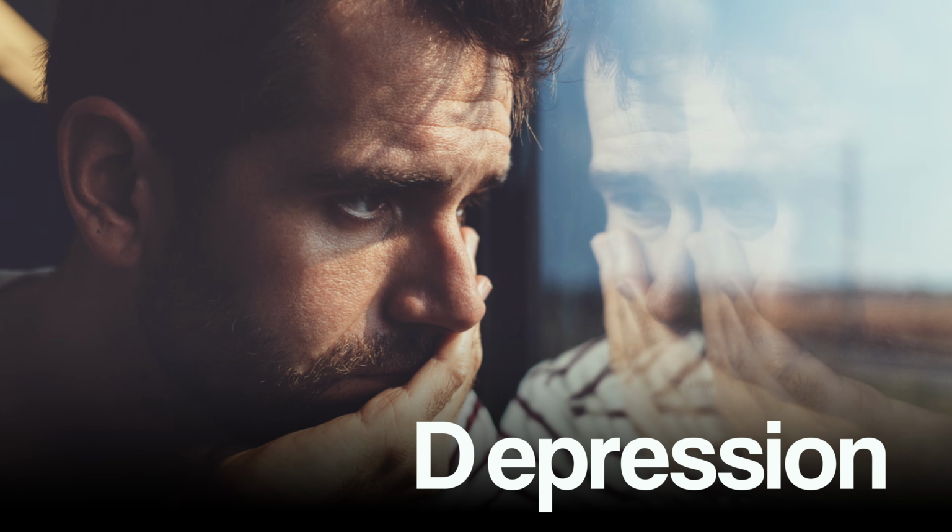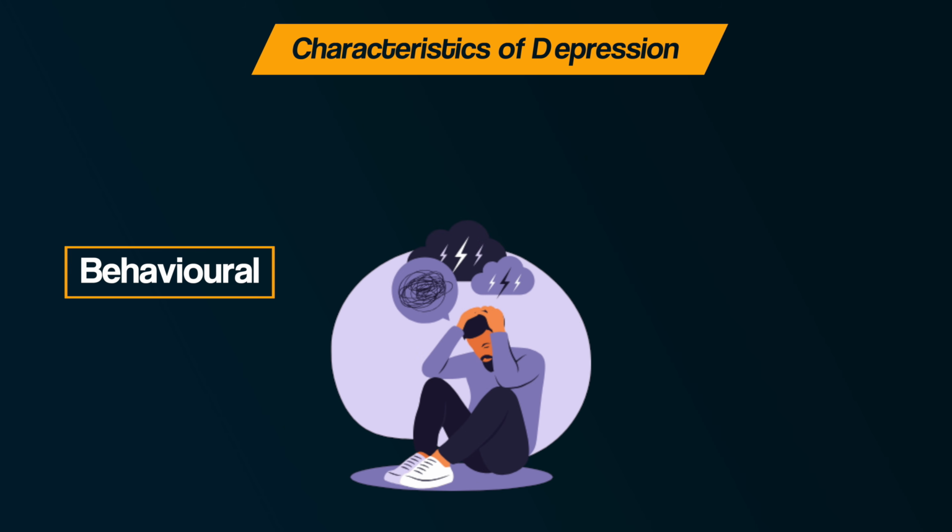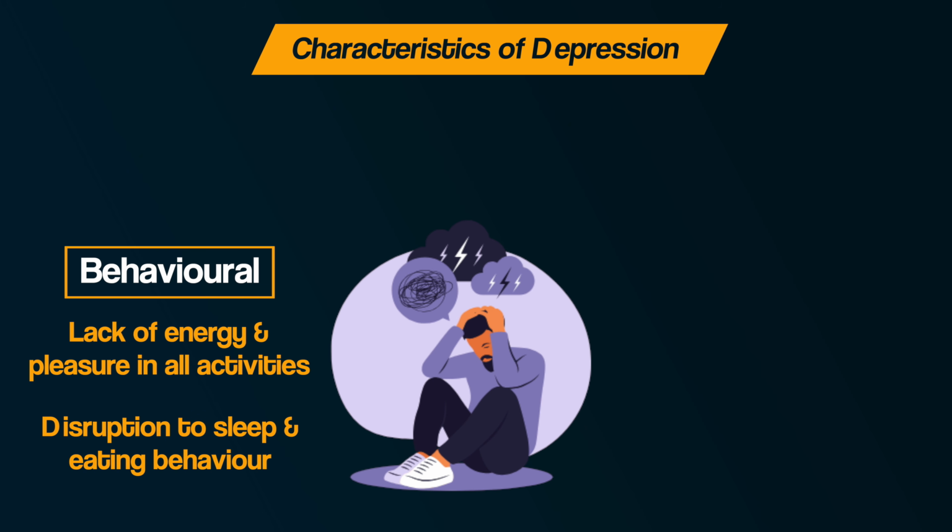Next up, depression, and we're back to the characteristics. For depression, behavioural characteristics include lack of energy and pleasure in all activities. Depression often leads to low energy levels, causing withdrawal from work, school, and social activities due to a loss of interest and motivation. Disruption to sleep and eating behaviour. Depression can cause sleep disturbances, insomnia or excessive sleep, and changes in appetite, leading to significant weight loss or gain.